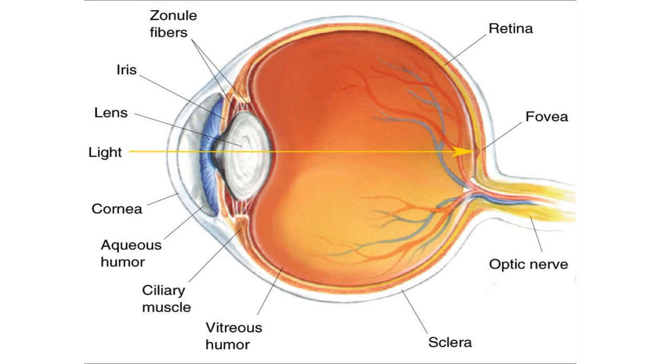Once again, let's read out the important parts. Cornea, aqueous humor, ciliary muscles, lens, iris, retina, and optic nerve.